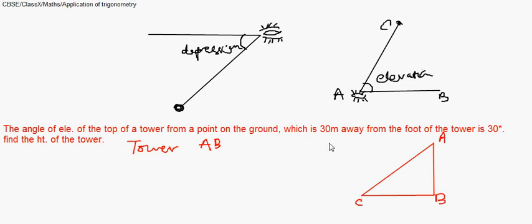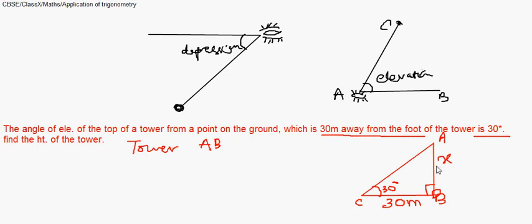which it says is 30 meters away from the foot of the tower. So the foot of the tower is B, which is 30 meters away, and the angle of elevation which it is making is 30 degrees. This means this is 30 degrees, and this is 90. Now we have to find AB, which I name x.